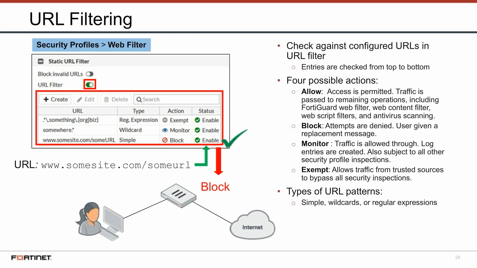Let's look at how it works. When a user visits a website, FortiGate looks at the URL list for a matching entry. In this example, the website matches the third entry in the table, which is set as type simple. This type means that the match must be exact. There is no option for a partial match with this pattern. Also, the action is set to block. Thus, FortiGate will display a block page message.